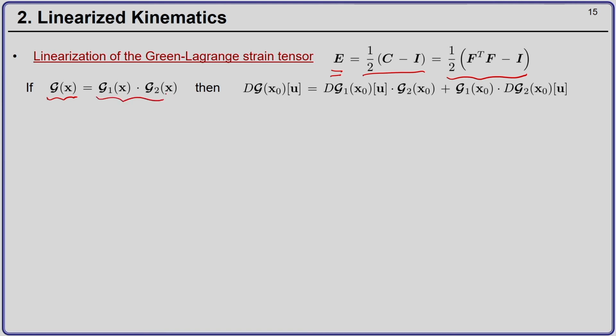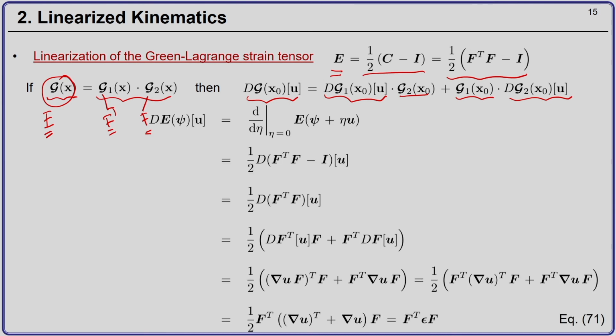So, we can use the second property of linearization that we discussed: if a nonlinear quantity is some kind of product of two nonlinear quantities, then the directional derivative of this quantity at x 0 in the direction u is the directional derivative of g 1 at x 0 in the direction u times g 2, plus g 1 times the directional derivative of g 2 at x 0 in the direction u. So, our g here is E, and our g 1 and g 2 are F transpose and F.